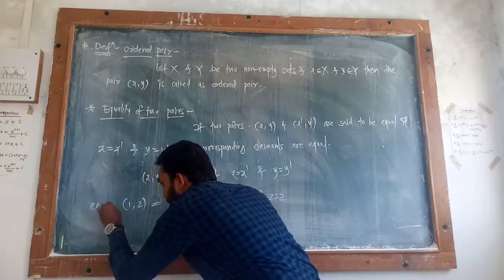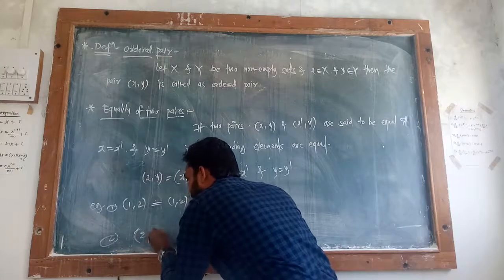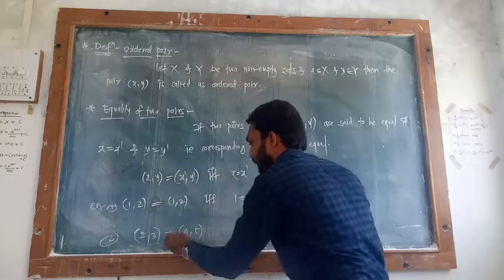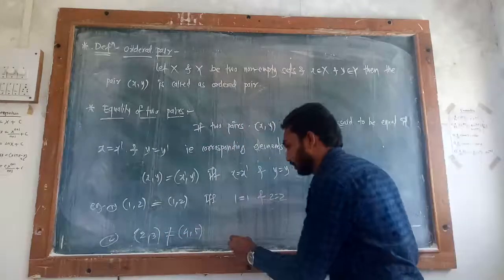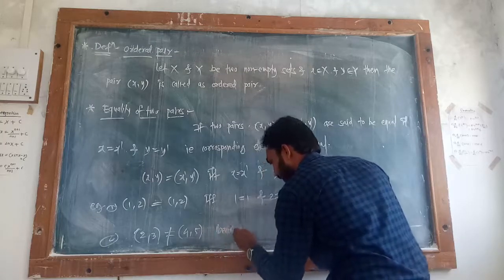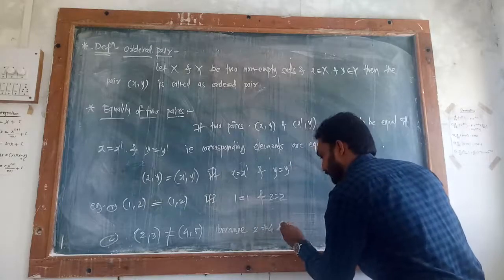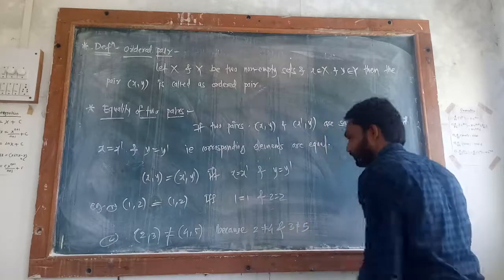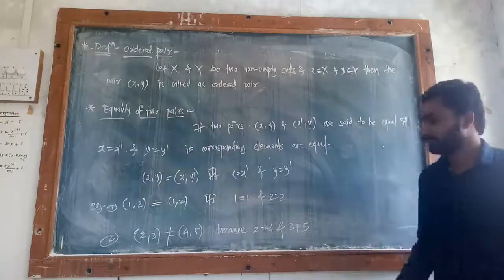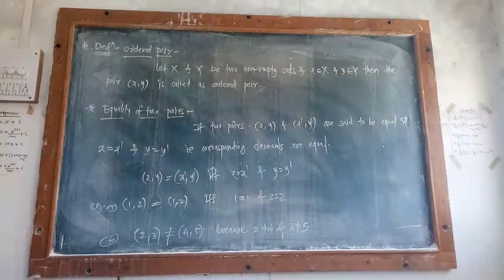Let us take a second example. Is 1, 2 equal to 4, 5? No, these two pairs are not equal. Why? Because 1 is not equal to 4 and 2 is not equal to 5. These two pairs are equal only if the elements are the same; if the elements are not equal, the pairs are not equal. Okay. So let us take the next point.